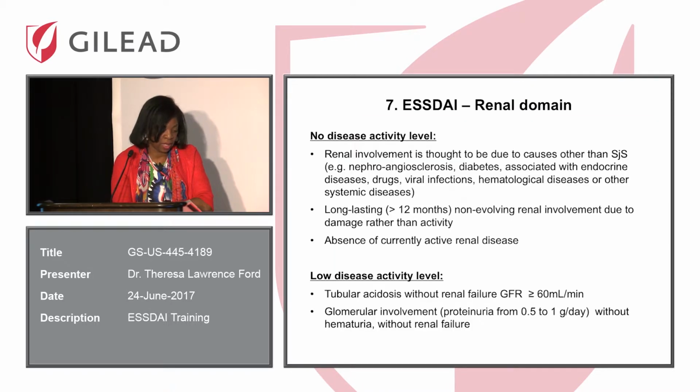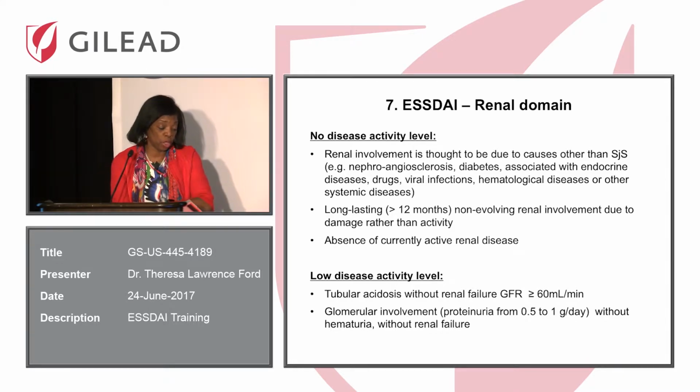So no disease activity, and I won't go through that again, but if you have other causes other than the Sjogren's related, like angiosclerosis, diabetes, associated with some endocrine disease, drugs, viruses, hematologic disease, or other systemic diseases, not Sjogren's related. If it's been greater than 12 months, non-evolving renal involvement due to damage, and so you could have a GFR as less than 60, but if it's been stable, okay, over a period of greater than 12 months, then there's no activity because it's stable, or the absence of currently active renal disease.